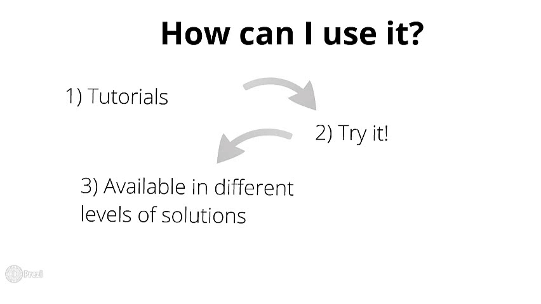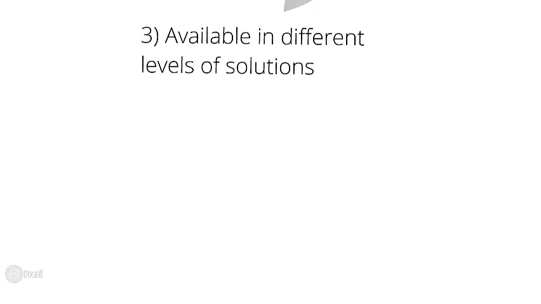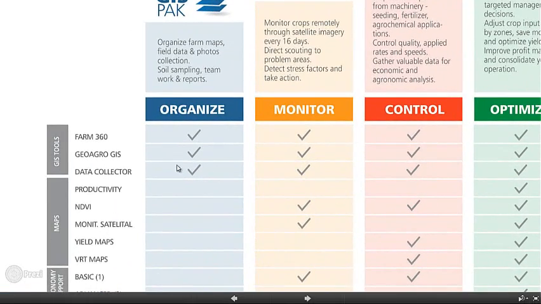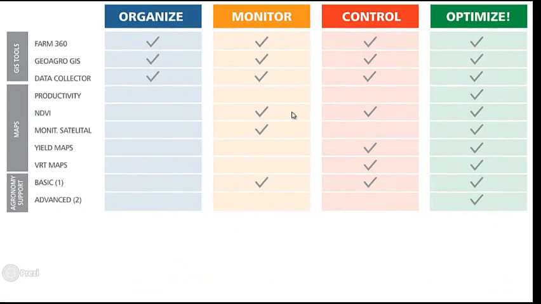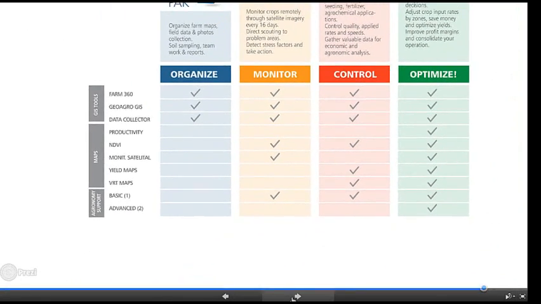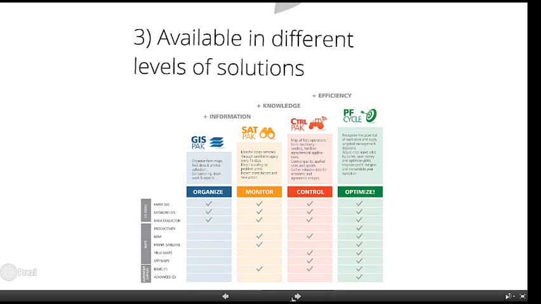And then this will be available in different levels of solutions. WikiAgro is currently providing different levels for different needs, from the GIS pack, which is just organize your GIS information and collect data, all the way to the precision farming cycle, which allows you to implement precision farming. And this will have different services associated that you can use. So for instance, precision farming cycle, you use satellite monitoring, yield maps, or variable rate application maps, just to give an example. The idea here is not to go in detail into those solutions, which you can know from WikiAgro's website, but just to let you know that this data collector tool is available in every solution that WikiAgro provides. That's all you need to know for the moment.